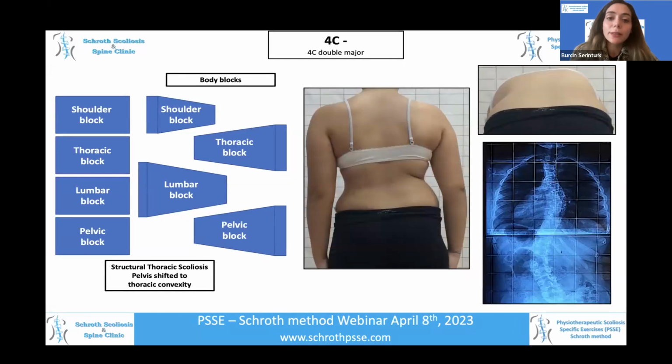And this is 4C minus, almost the same with the previous one, because this is 4C also, but now we have two structural and significant curvatures. It means if we overcorrect for the main curve, for the lumbar curve, it would affect thoracic curve negatively. It means this is 4C minus.